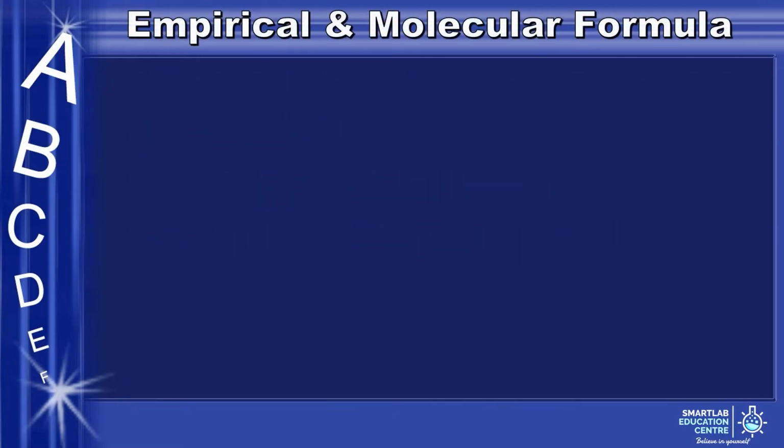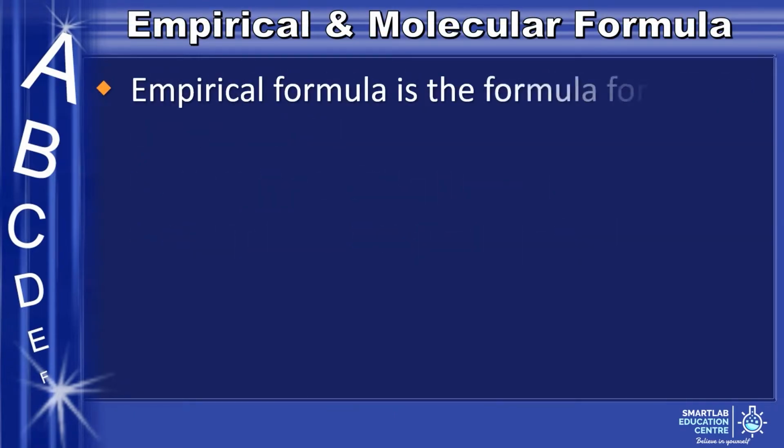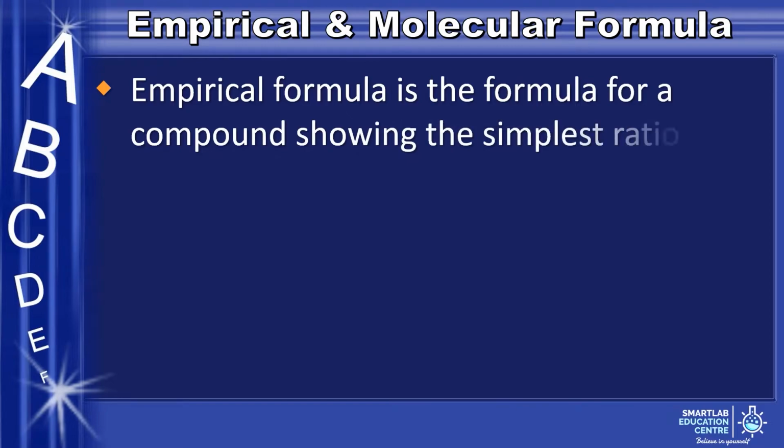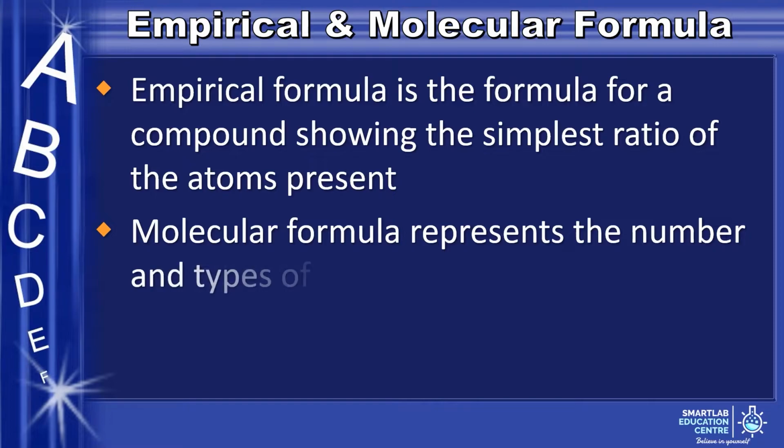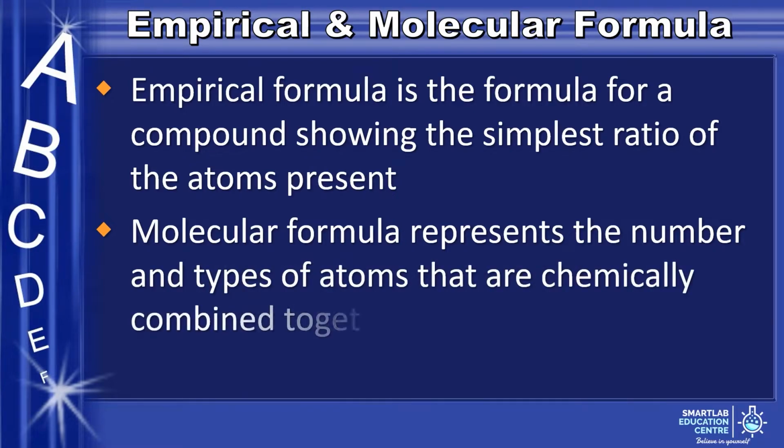Empirical formula is the formula for a compound showing the simplest ratio of the atoms present. Molecular formula represents the number and types of atoms that are chemically combined together to form the molecule of a chemical compound.